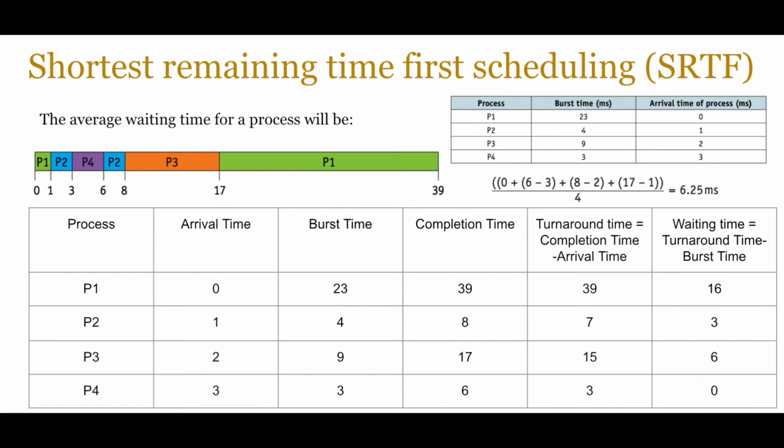And once you've got all 4 waiting times, you can simply add them up and divide that by 4, which will give you 6.25. That's the simplest way to work out waiting time using the SRTF scheduling algorithm.